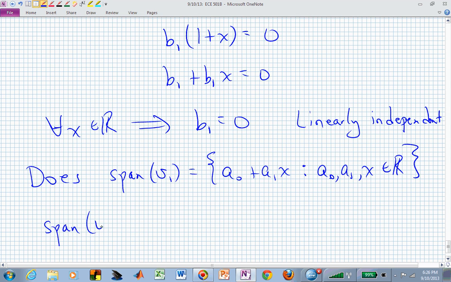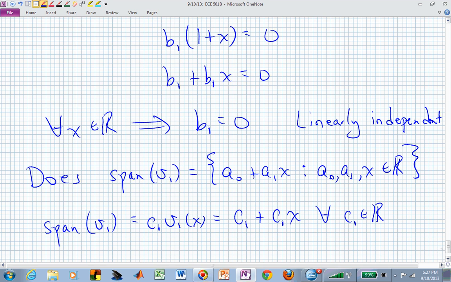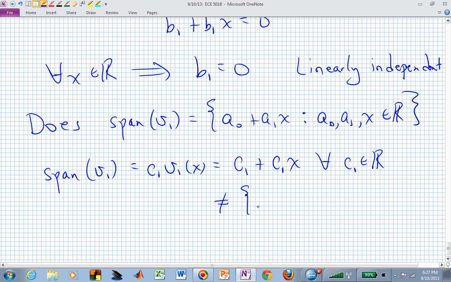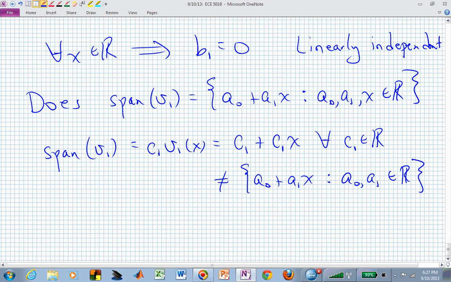Is it possible then that the span of v1, which is c1 v1 of x, which is now c1 plus c1x for all c1 in the reals, I hope that it's clear that that's not the same as this set of a0 plus a1x such that a0 and a1 are in this field of real numbers, because now a0 and a1 are independently selectable, whereas in v1 we can't adjust the constant coefficient and the coefficient of the linear term independent of each other, and for that reason we cannot cover or span all of this one-dimensional or first order set of polynomials in x.